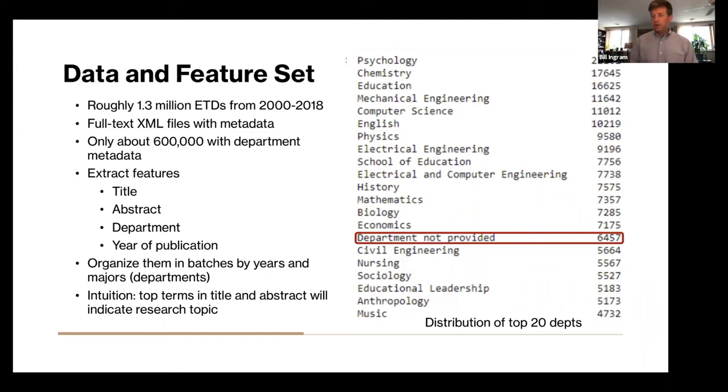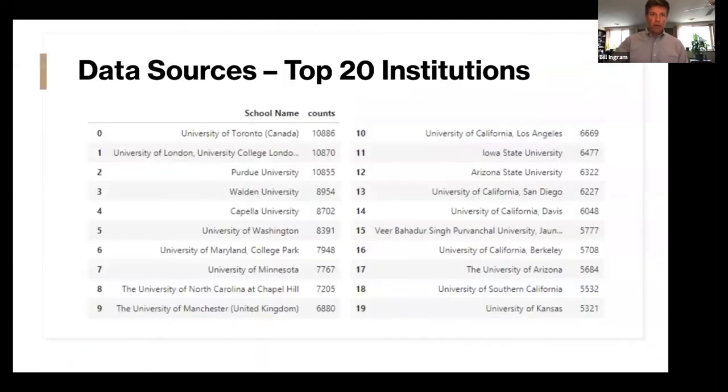With this data set, we extracted title, abstract, department, and the year of publication. We organized this into batches by years and by major. The intuition behind this is that the top terms would be present in the title and abstract, which would indicate the research topic of the paper. And a bit more on that here in a moment.